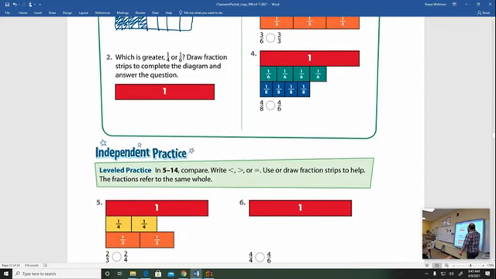Which is greater? 1/4 or 1/6? Draw fraction strips to complete the diagram. Now, in this question, we've talked about this before. If you get down to an area where you know automatically, that's what's important to me. However, this problem says specifically to draw fraction strips. So if you haven't done it and you have a problem that tells you to draw them, then I can't count that as done. You need to do what it asks you to do in the directions. So it says draw fraction strips to complete the diagram and answer the question. We're looking at which is greater, 1/4 or 1/6.